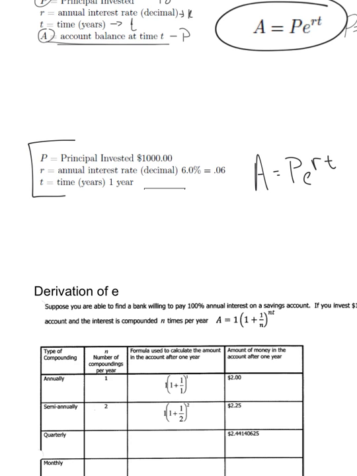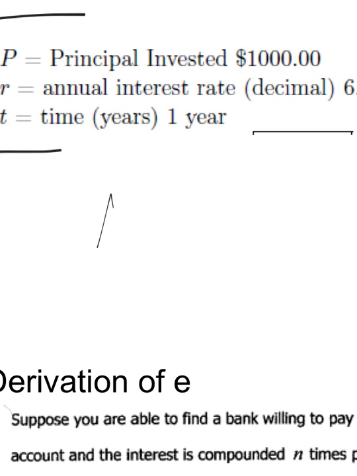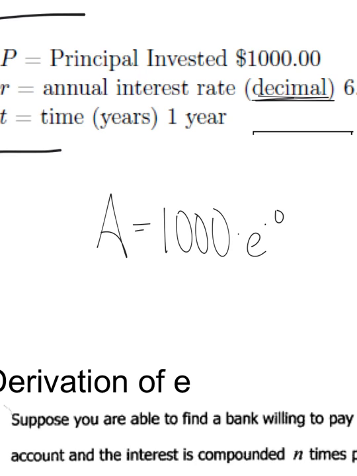So we know that A is going to equal our principal investment of 1,000 times e to our interest rate, which is always as a decimal, keep that in mind, so it was 0.06 for a 6% interest rate, times our t, which is just 1. As we do this, we just plug everything into our calculator and we get an approximation of about $1,061 and 84 cents.